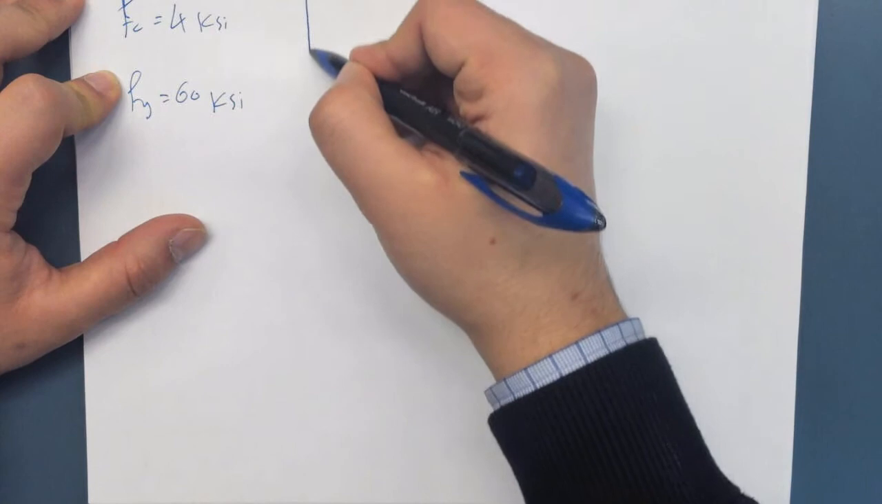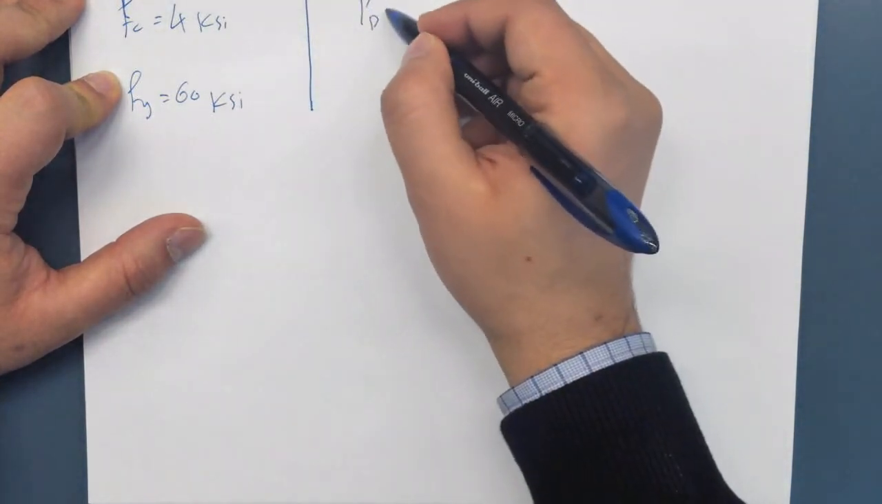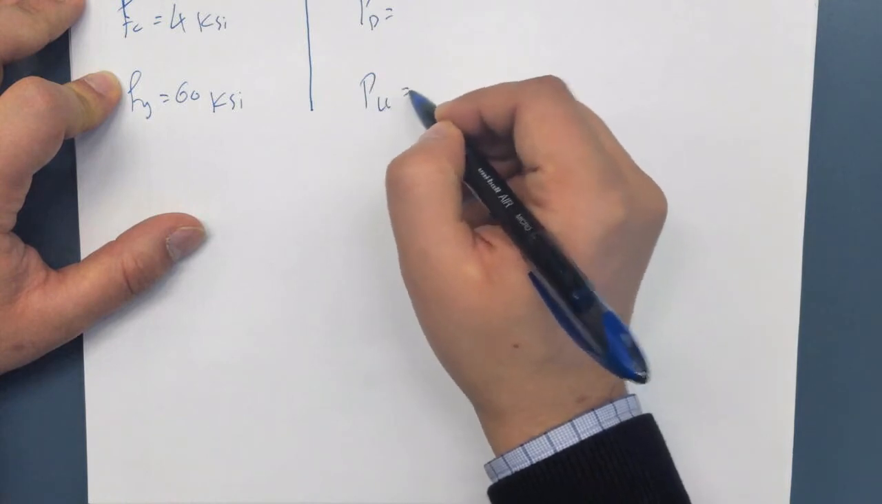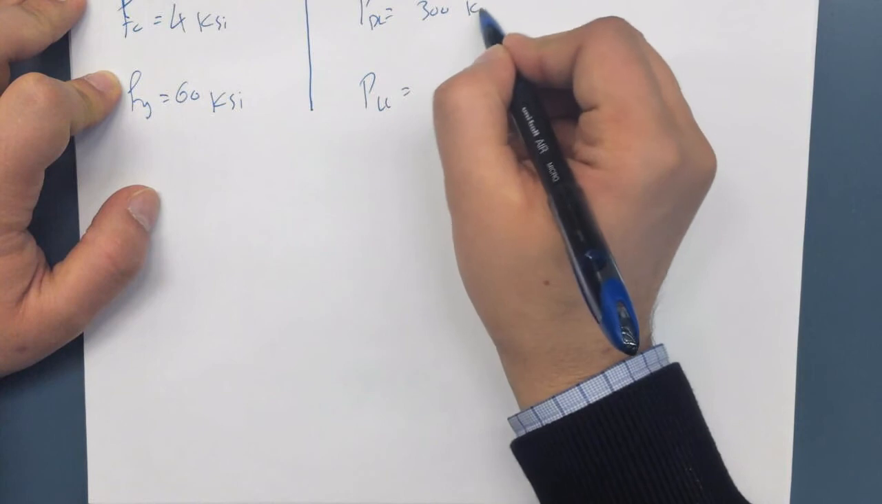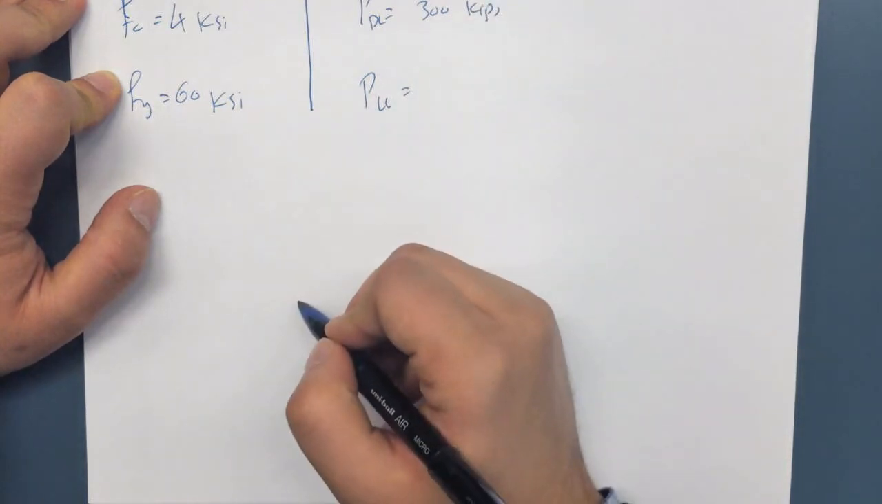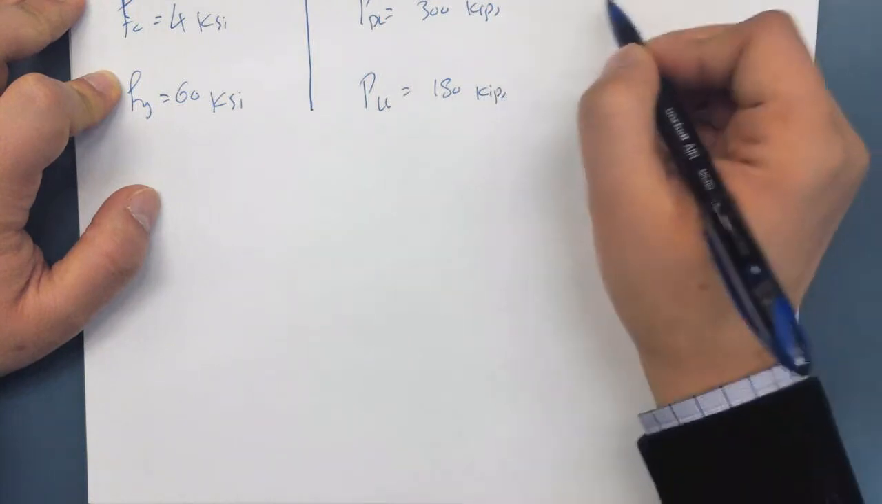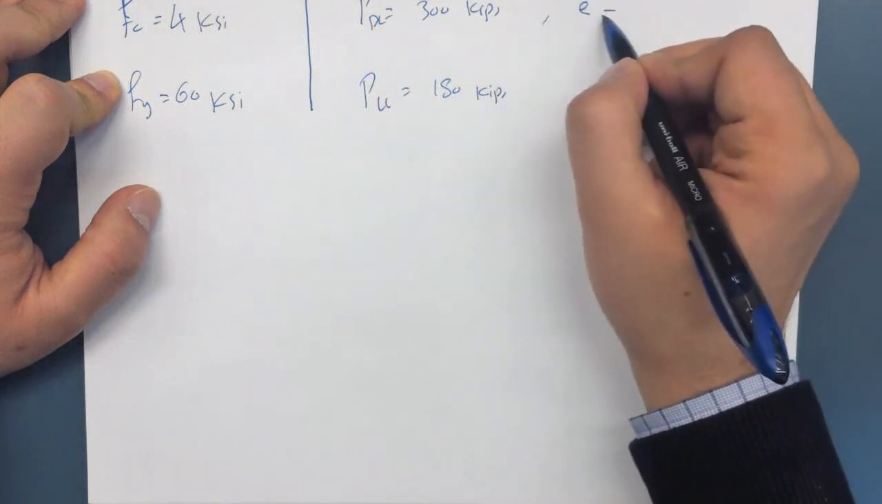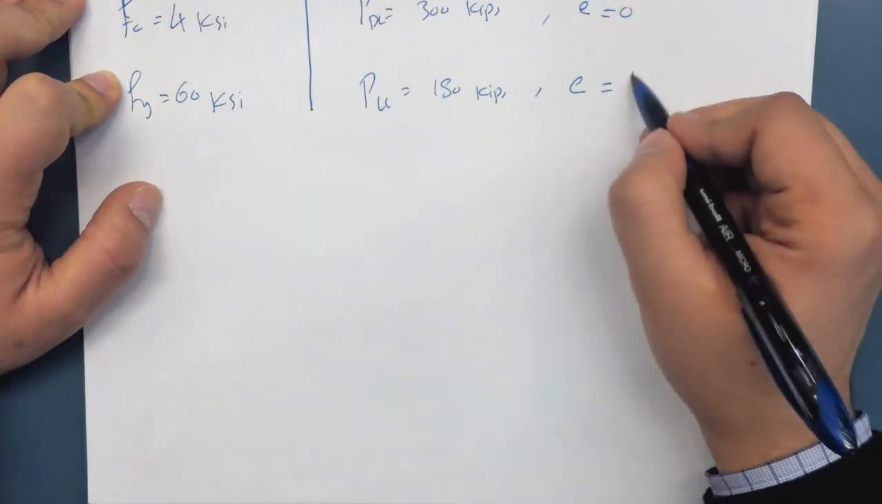The difference in this problem is, it says that you have a dead load and a live load. The dead load is equal to 300 kips, and the live load is equal to 180 kips. But the eccentricity of this load is equal to 0, and the eccentricity of this load is equal to 4 inches.